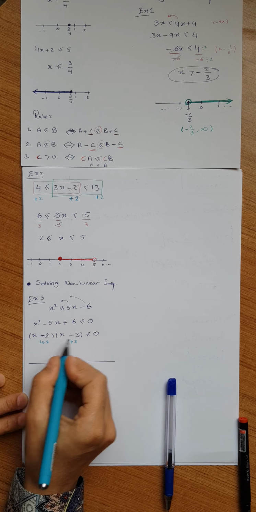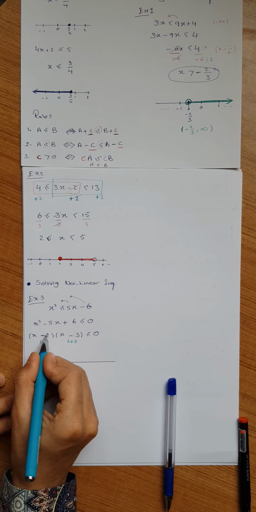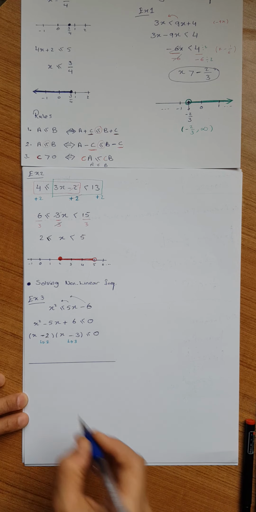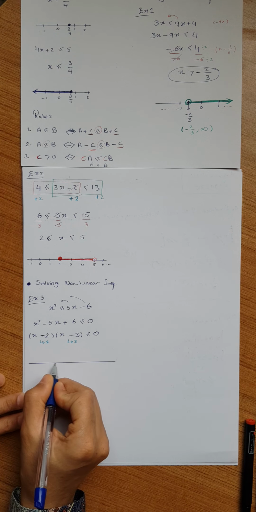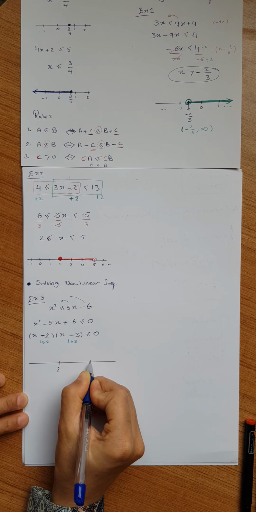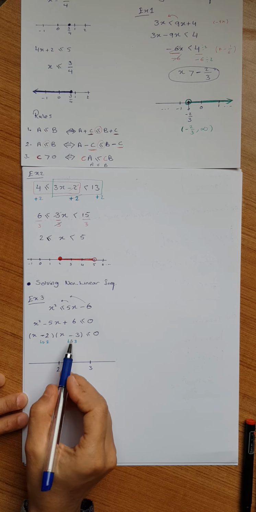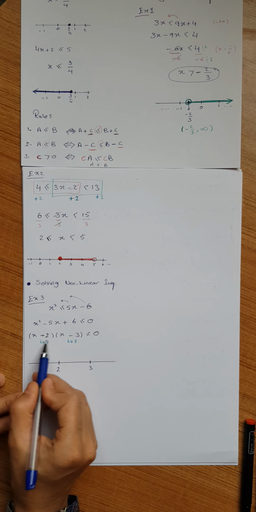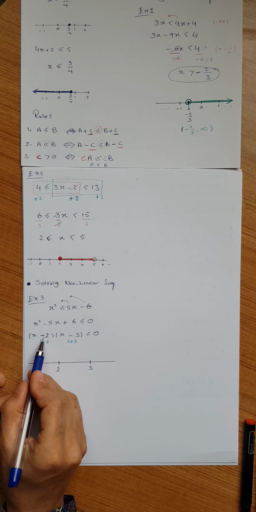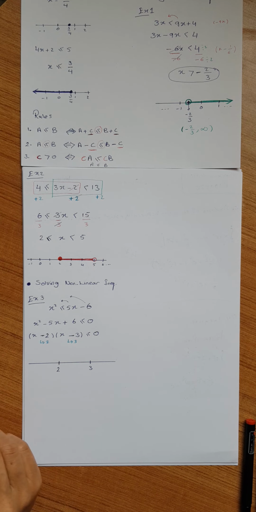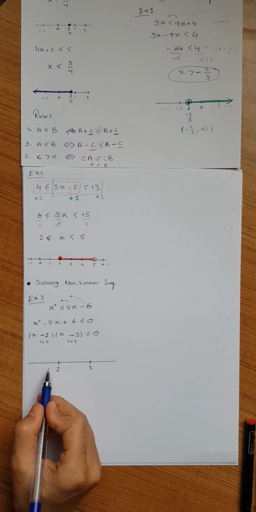Why am I saying 2 and 3? Because 2 makes this part equal to 0 and 3 makes this part equal to 0. So I'm putting 2 and 3 on the real number line, in order. Here is 2 and here is 3. I'm just putting those factors that make that parenthesis equal to 0. I'll choose test numbers. What are test numbers? Test numbers are those numbers that I'm choosing from each interval.